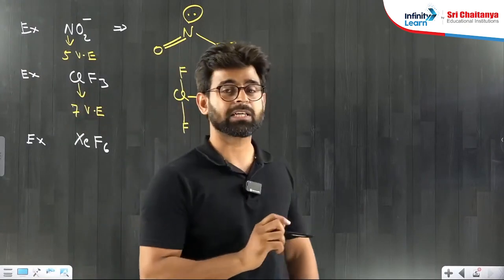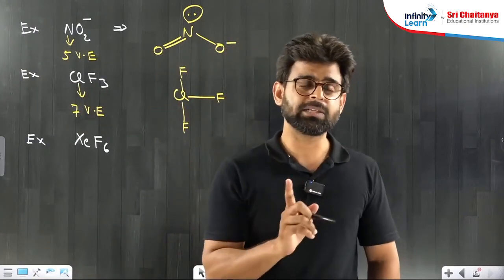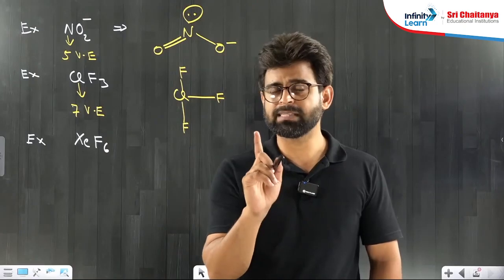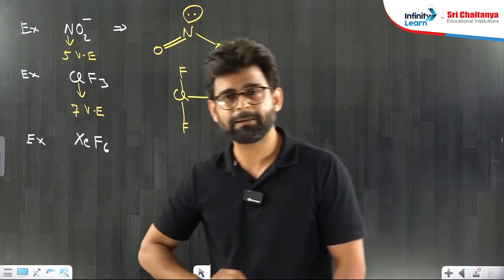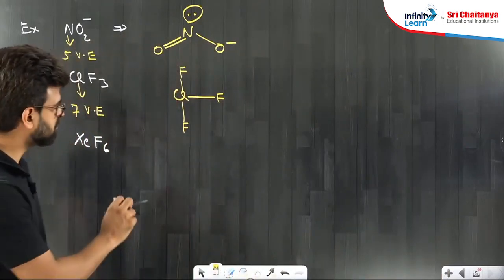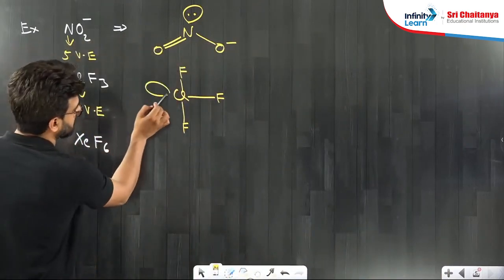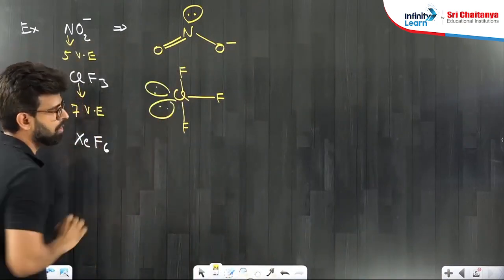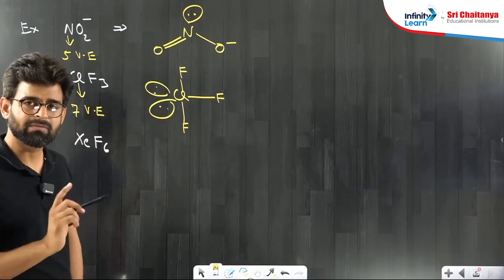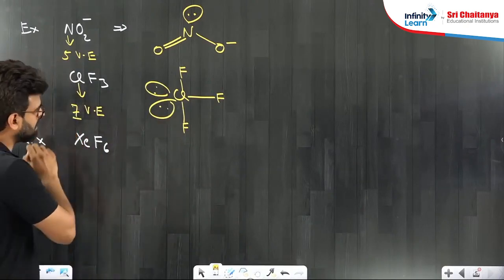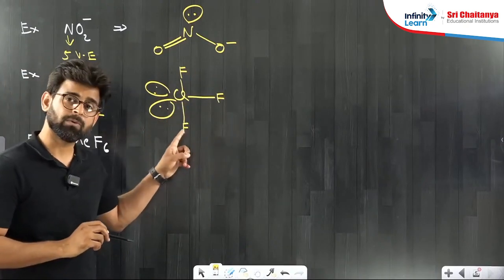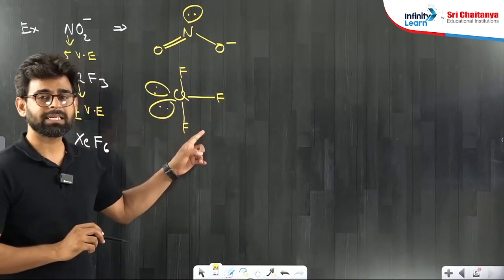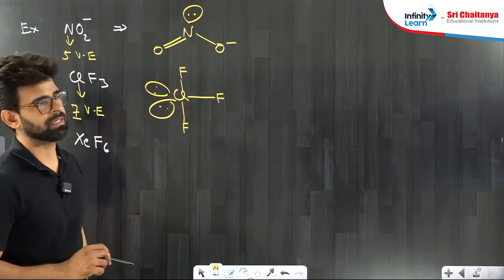Out of 7 valence electrons, how many did it use? 3 it used. How many remaining here? 4 are remaining. So these 4 remaining will be what? 2 lone pairs. Fine? I am saying once again. Chlorine has 7 valence electrons. Out of 7, 3 are used in making 3 bonds. So 4 are remaining, and 4 become 2 lone pairs. Right? Good.